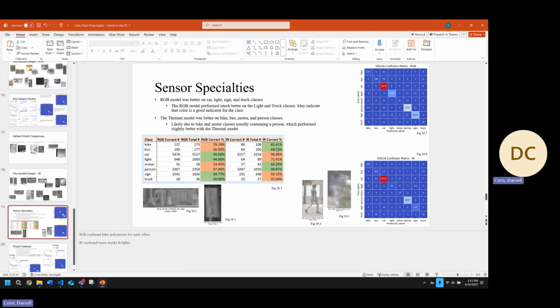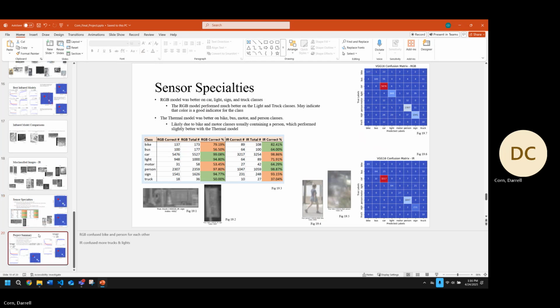Whereas for the thermal, I suppose it was just better at picking out people, which were probably contained in these other classes, such as bikes, buses, and motors. Those typically had more people included in them, and it seemed to pick out people slightly better than the RGB model.